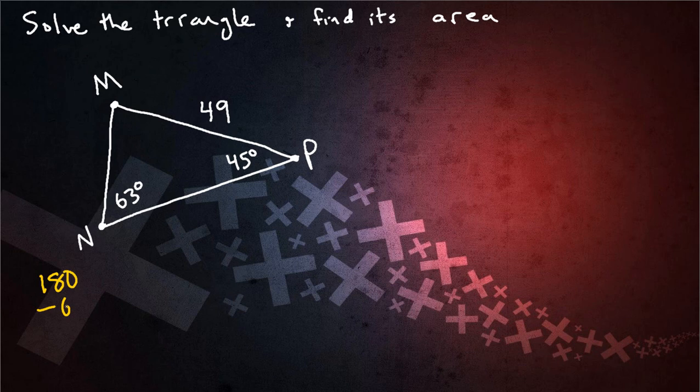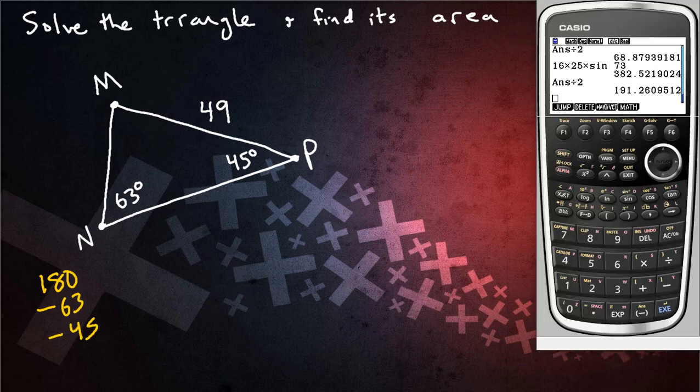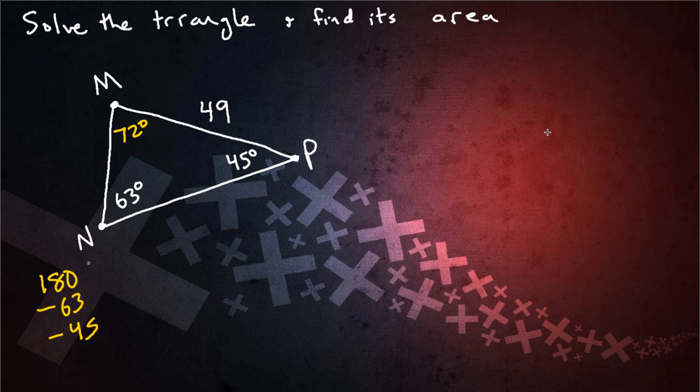All right, well, getting this missing angle is going to be pretty easy because I can do 180 minus 63 minus 45. And that will give me the missing angle. So 180 minus 63 minus 45. Get 72. So this is 72 degrees right here. All right, so let me label the sides I'm going to find. So this is big M, so this is little m. And across from here is little p. All right, let's find little p.